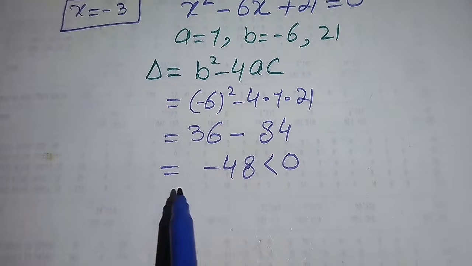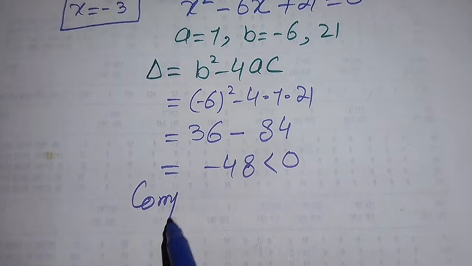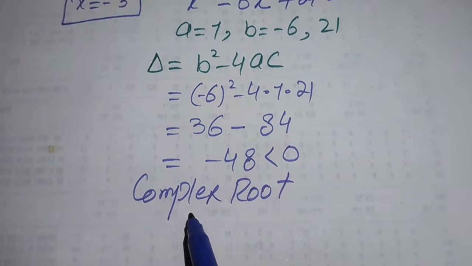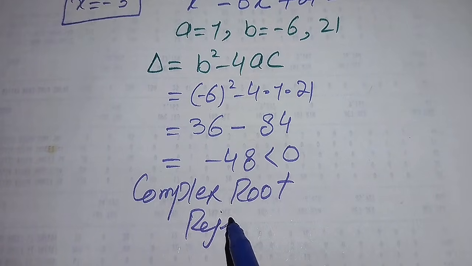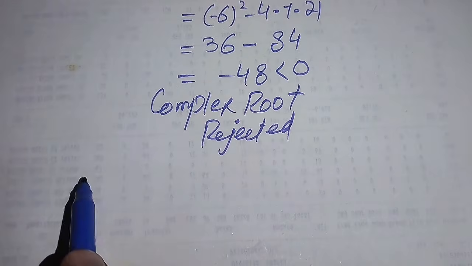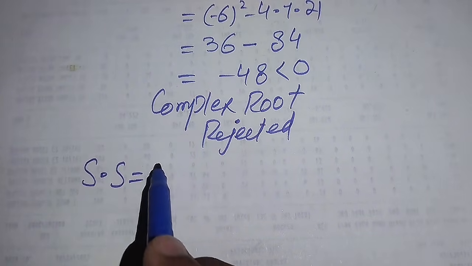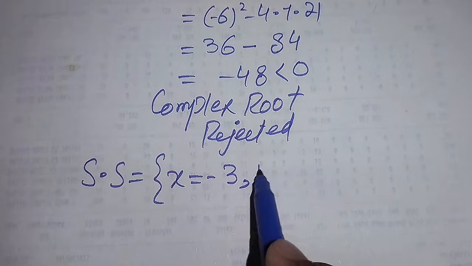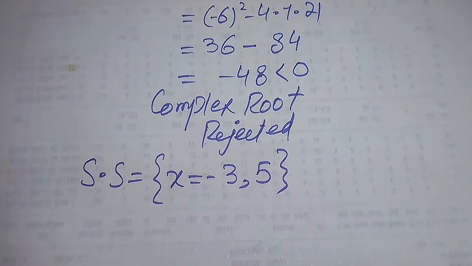So again our delta is less than 0. This means that this equation gives us complex roots. So if this gives us complex roots, we reject that case as well because we need only real roots. So finally the real roots of the given equation are x equals minus 3 and plus 5. This is the final answer.